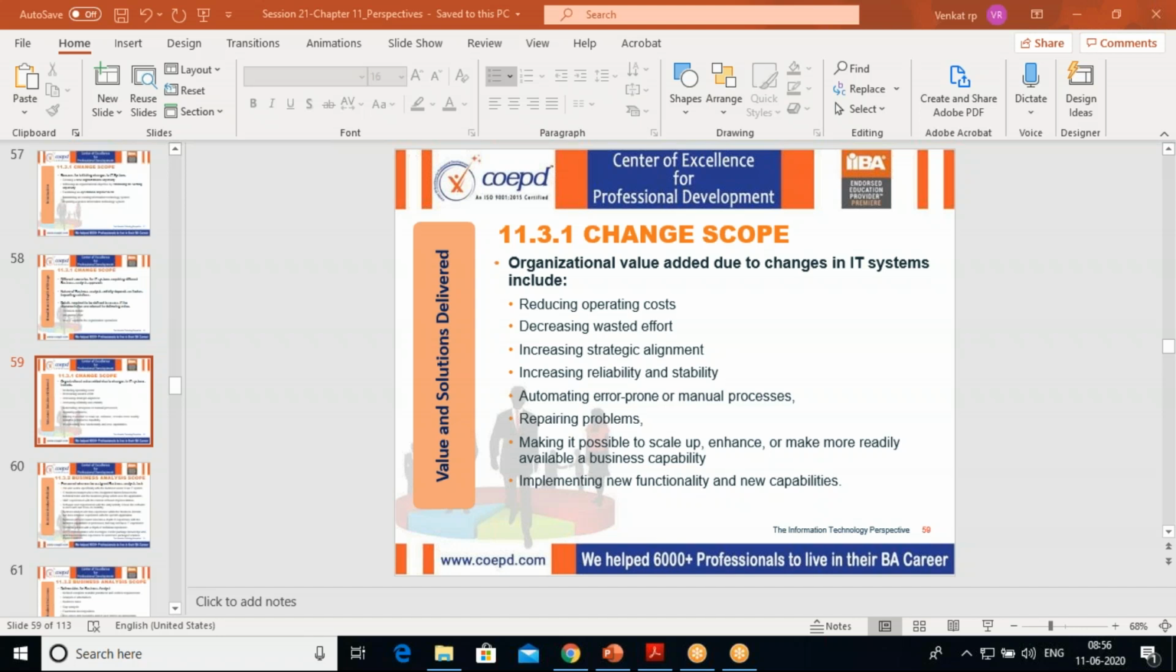Okay, and then we have the value. What is the value we are going to create? Reducing operational cost, decreasing wasted effort, increasing strategic alignment, increasing reliability and stability, automating error-prone or manual processes, repairing problems, making it possible to scale up, enhance, or make more readily available a business capability, and implementing new functionality. These are the values you are going to create here.